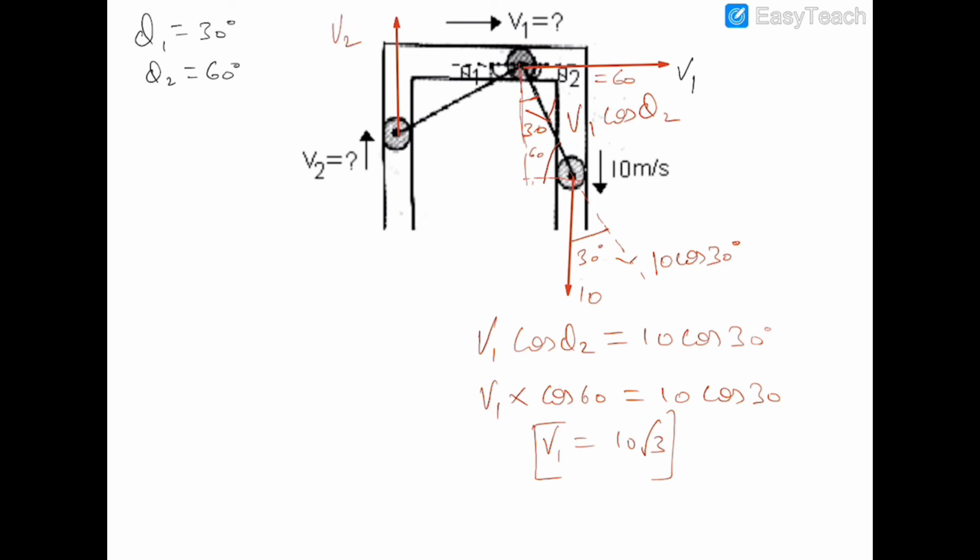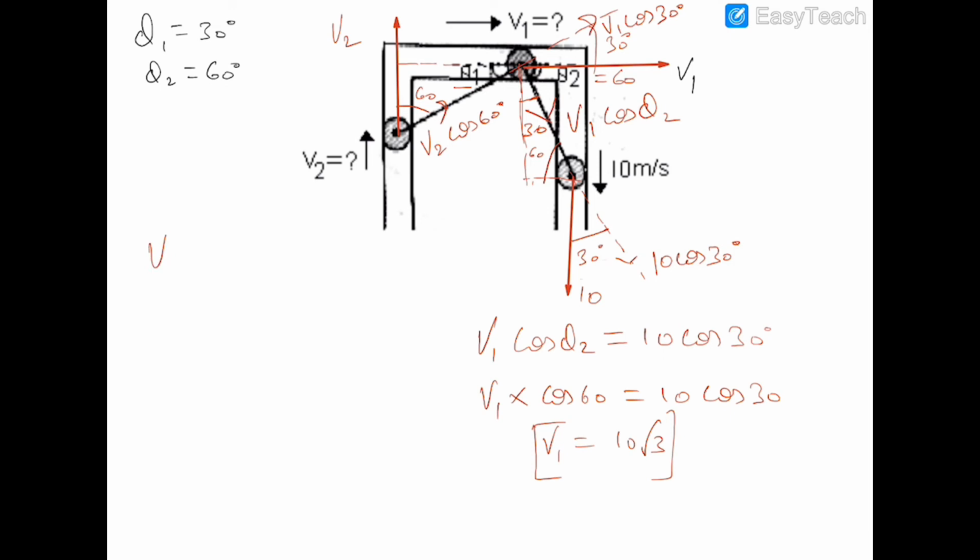This is v2 and this angle is 30 degree. So this angle will be 60 degree and the component of v2 along the rope will be v2 cos 60 degree. And if I extend the rope, then it will be like this, and this angle will be 30 degree. So the component of v1 along the rope will be v1 cos 30 degree.